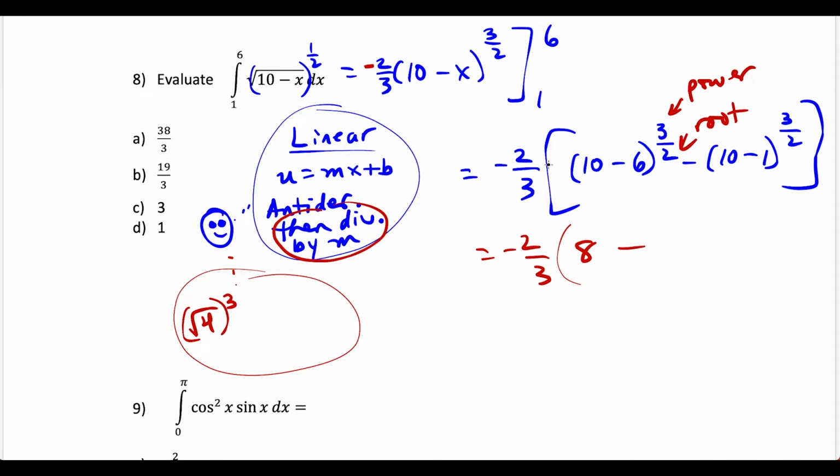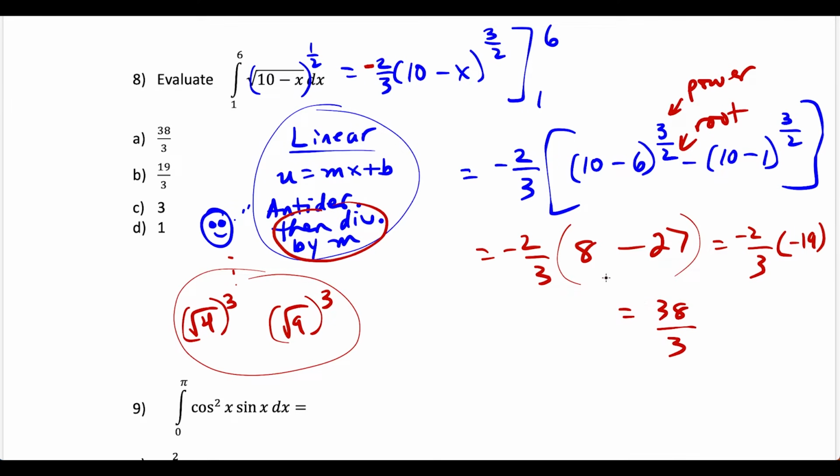If I do this next part, I have the square root of 9 raised to the 3rd, and that's going to give me a 27 here. So now we just have to subtract this, and this is going to be -2/3. 8 minus 27 is going to give us -19. And when I do -19 times -2, that's going to give us 38 over 3, and this is going to simplify to choice A.